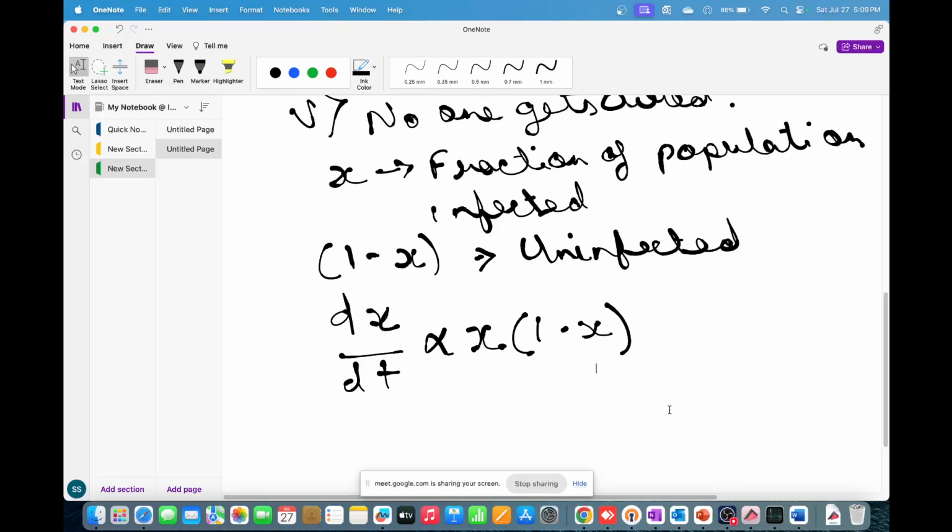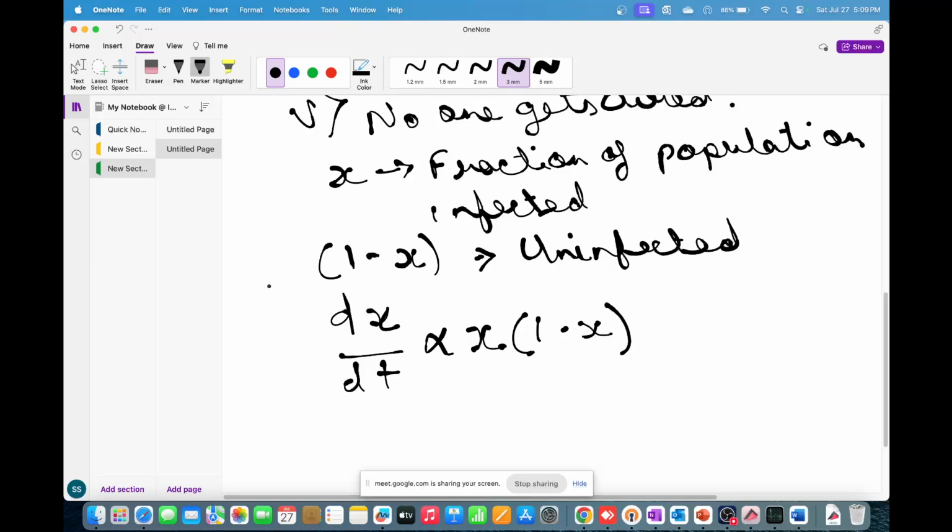Okay, so basically we have two different groups. We have the uninfected group and the infected group. We want to check how the change in the infected group is dependent on others. The change in the infected group will depend on the number of people in the infected group. It will also depend on the number of people in the uninfected group because those are the people they can infect. So it is dependent on both, and we take it as a proportionality equation.